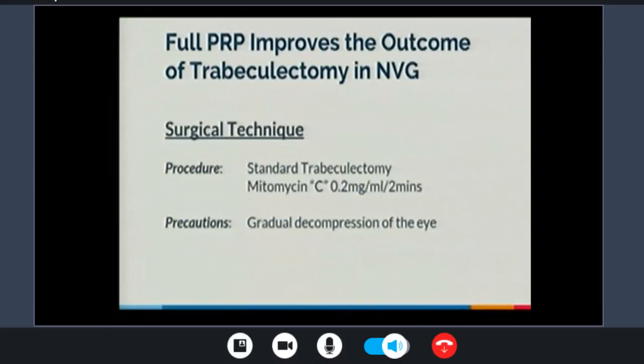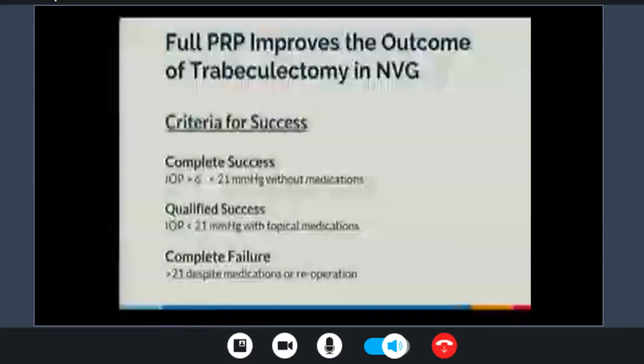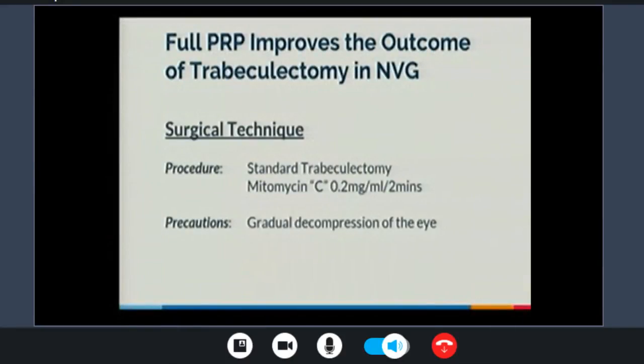But we use mitomycin C 0.2 milligram per ml for 2 minutes in all our cases, whether neovascular, uveitic, whatever. Some of our colleagues may use mitomycin in a higher concentration and for a longer time. The only thing we pay attention to is that these eyes usually have high pressure, so you need to decompress the eye gradually. Sometimes you don't see fine vessels in the slit lamp, especially with high pressure.